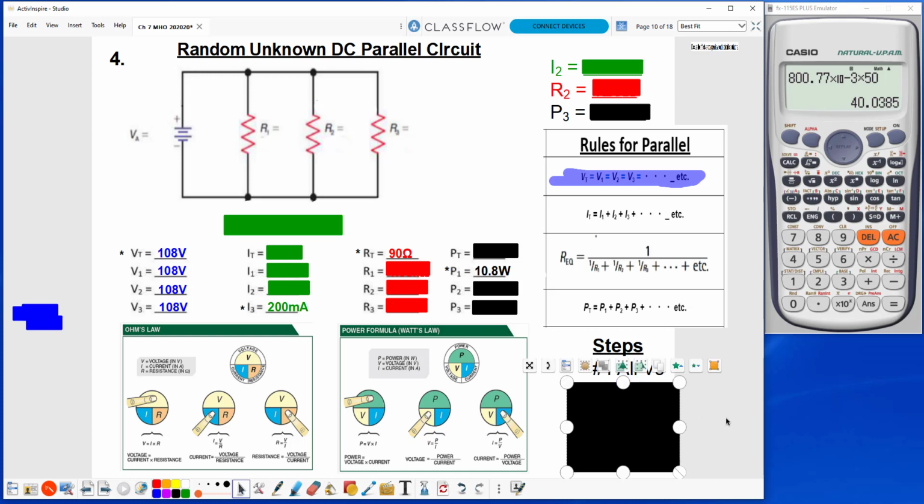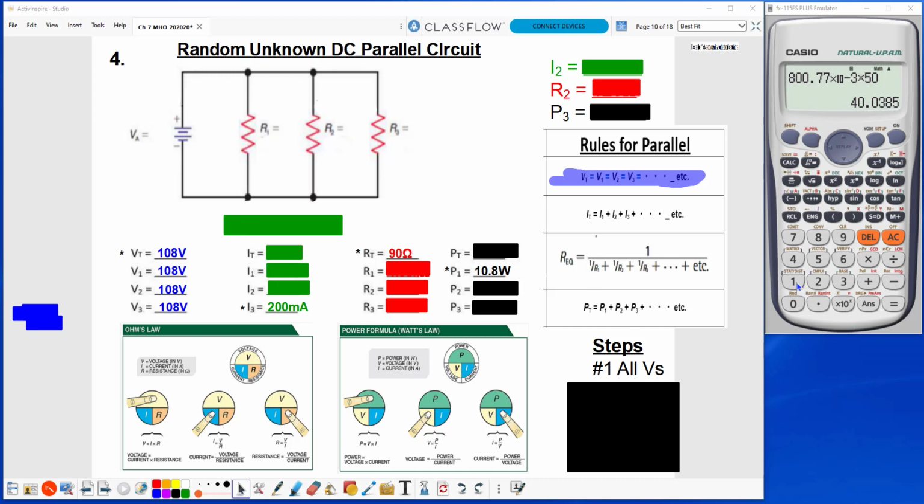My next step is going to be to find IT. If I look at my Ohm's law wheel, and this is the first thing you should do when you get your scratch paper, write down the Ohm's law wheel and the power formula wheel. Have that on your scratch paper. So I want to find IT. I look at my formula wheel. It shows me that if I cover up I, it leaves V over R. So I'm going to take the V divided by the R to find the I.